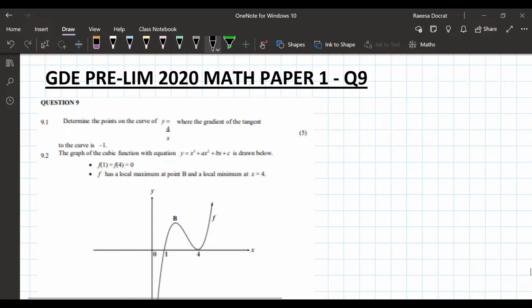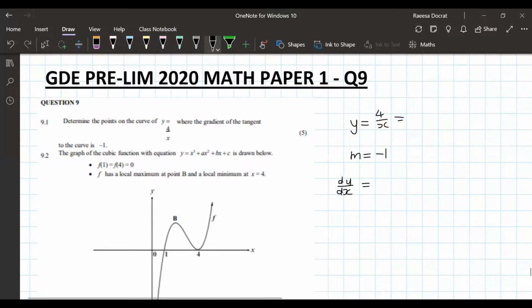This is: determine the points on the curve of y is equal to 4 over x, where the gradient of the tangent of the curve is -1. So we want to get the points on the curve where you have the gradient being equal to -1. The first thing is the gradient of the tangent would be equal to the derivative evaluated at that point. So we want dy by dx. The first thing is to find dy by dx.